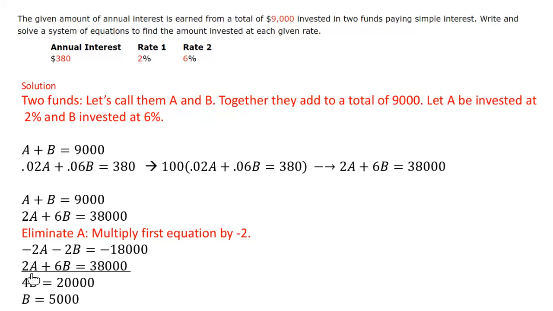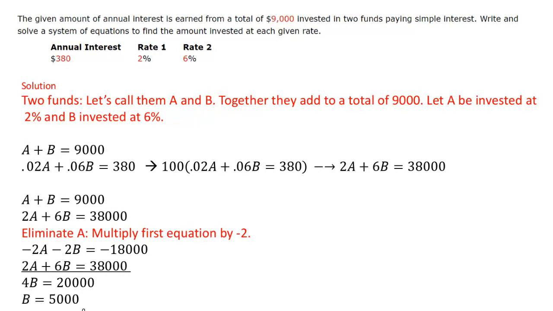So with the elimination method, now I'm going to add these two equations together. -2a plus 2a is 0, it canceled out or eliminated. -2b plus 6b is 4b, and -18,000 plus 38,000 is going to give me 20,000. So to solve for b, I'm going to divide both sides by 4. And when I do that, b is equal to 5,000.